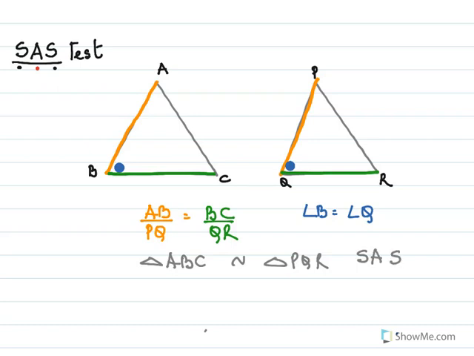Now remember, it should be angle Q. If I have angle B equal to R, it does not work, because R is not the included angle. The included angle is Q. So B should be equal to Q. So by SAS test the triangles are similar.